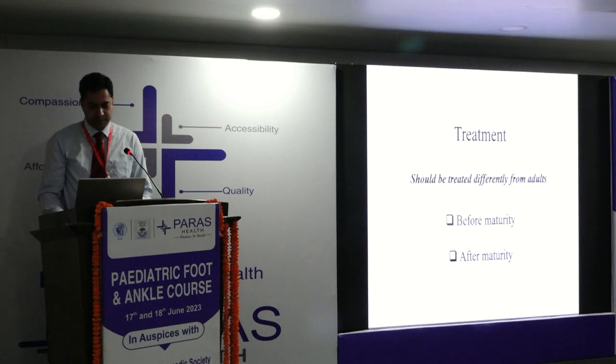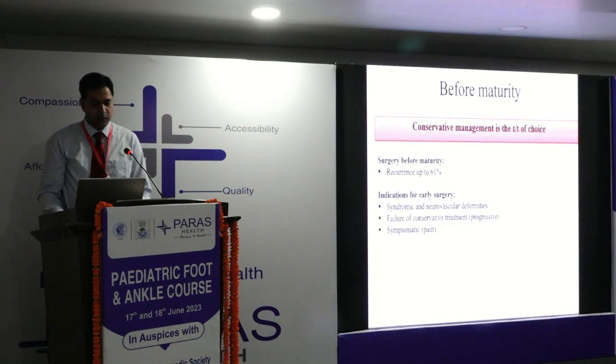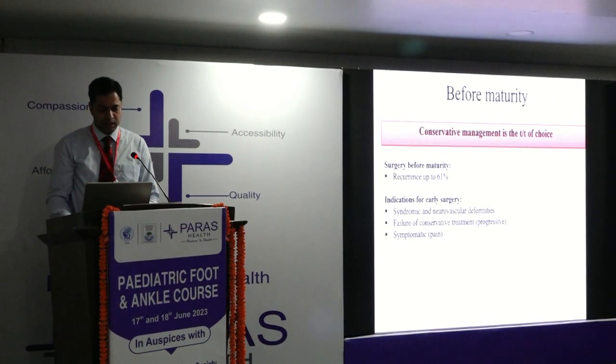And the treatment can be discussed in two groups, that is before maturity and after maturity. Before maturity, conservative management is the treatment of choice, as the surgery has a very high recurrence rate, which is reported in literature up to 61%. However, early surgeries can be considered for syndromic and neuromuscular deformities in special scenarios if the conservative treatment has failed and the deformity is progressive, or if it is symptomatic and painful.